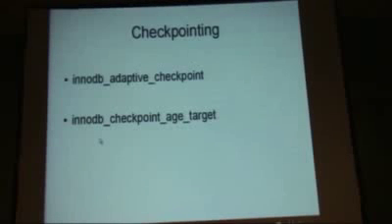Checkpointing. InnoDB adaptive checkpoint. Adaptive checkpointing changes when the blocks are flushed to disk, instead of flushing when you reach max 90 percent. So instead of having to wait till 90% or whatever you set that to be, and then flushing, this will do an adaptive checkpoint. The default value is none. There is no adaptive checkpoint.